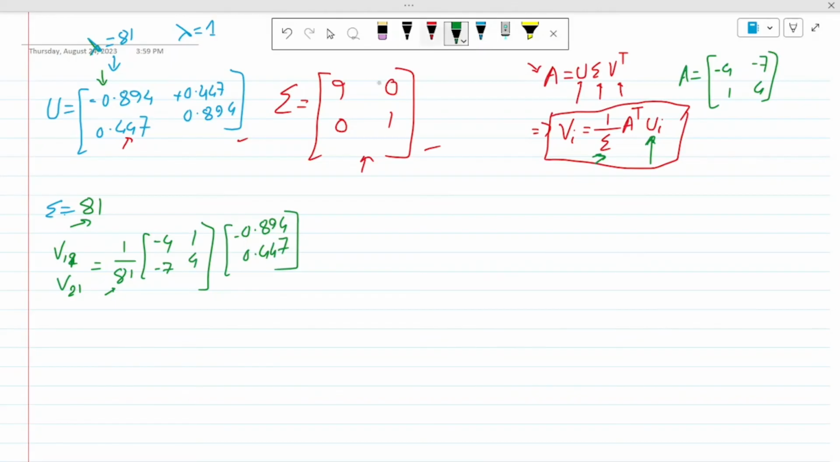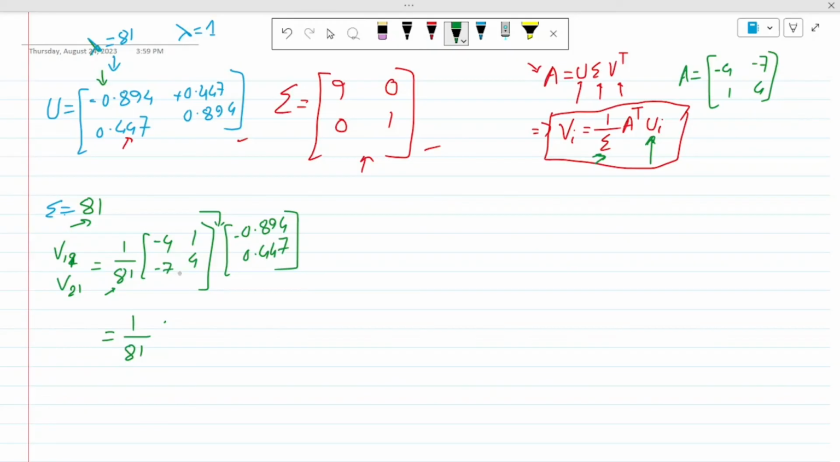So let's do it here. Very simple. So it is again matrix multiplication. So once you do this matrix multiplication, the final value you get is 0.447 and 0.894. So this is the matrix multiplication. Okay, let me just do one line for you, then you can do the remaining part.